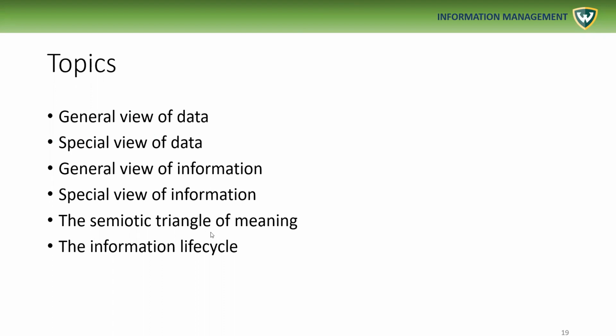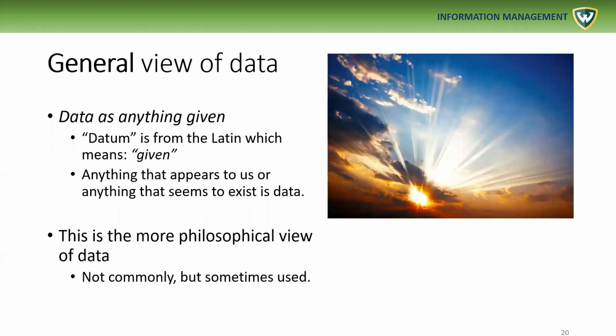The semiotic triangle of meaning. This is important to set the ground stage of what we think about when we talk about symbols and meanings and interpretation and information. And also the importance of thinking about the information life cycle and the two distinct ways to think about the information life cycle, which also includes the data life cycle.